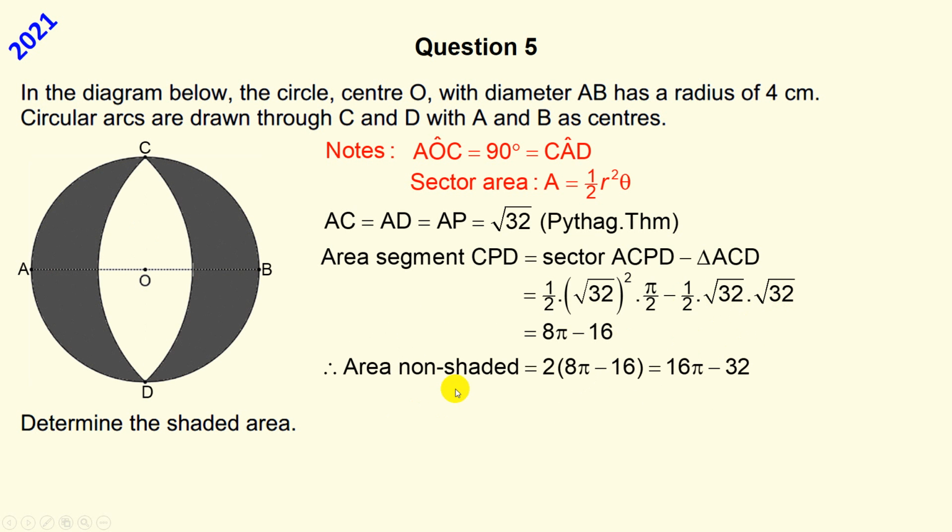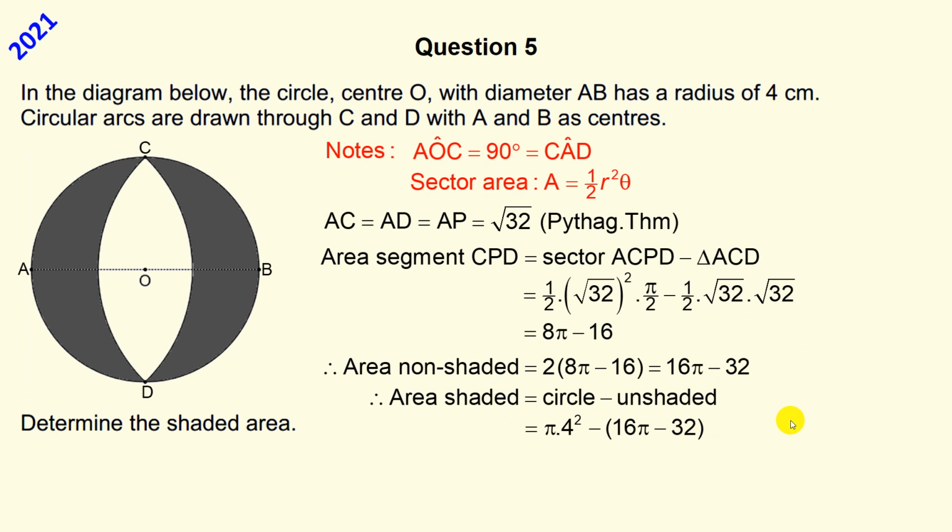So therefore, I've just found the area of half the non-shaded section, just this segment here. So I'm going to double it to get the area of the non-shaded area, and there it is. Area of the shaded is the circle minus unshaded. So we're going to take pi r squared and subtract the area of the non-shaded we just found. 32 square centimeters.